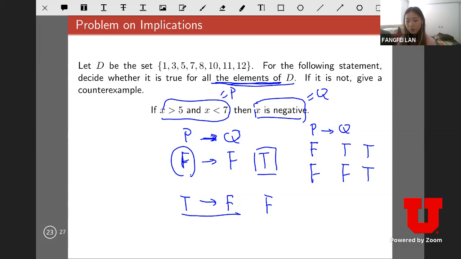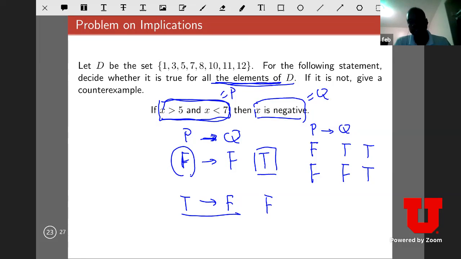So why is P always false? Is it because there's no value between 5 and 7? Yes, that is correct. There's no value between 5 and 7. That means X can never satisfy this statement where X is greater than 5 and X is less than 7. So there's no X that satisfies that statement.